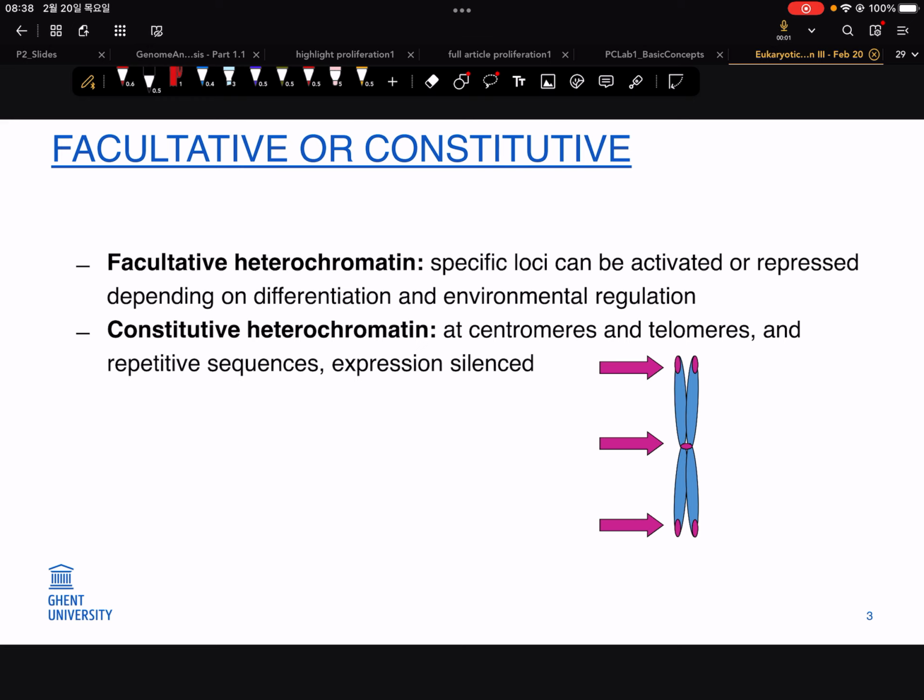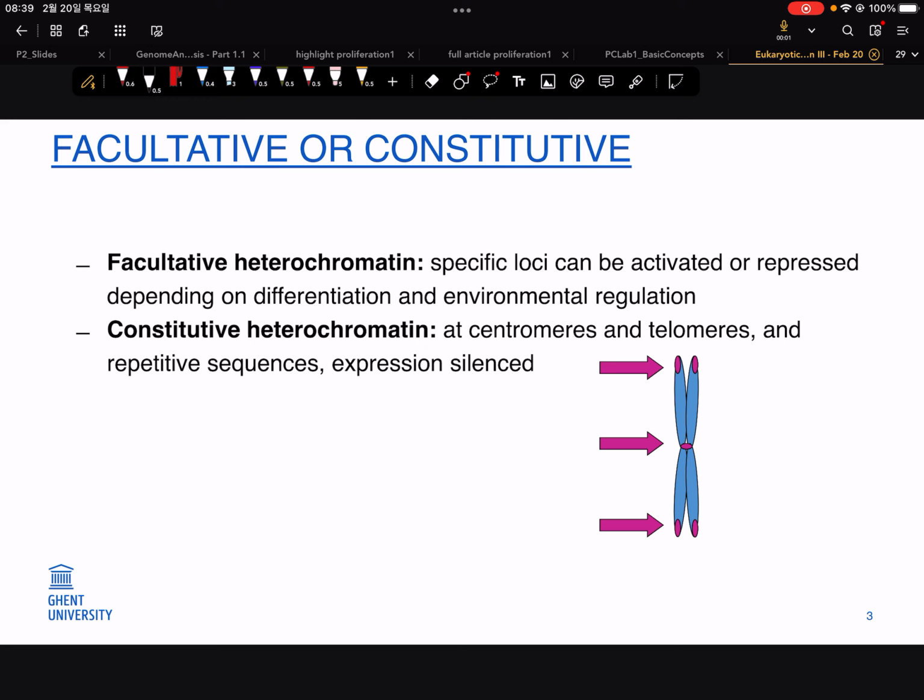So that the transposable elements do not jump around in the genome. That would cause genomic instability. So that is why it's very important to keep this in heterochromatin, in a silent state. Also, the telomere ends are typically constitutive heterochromatin.